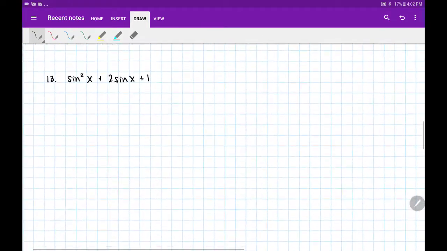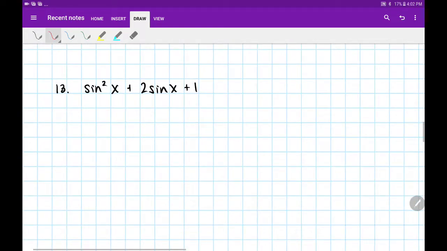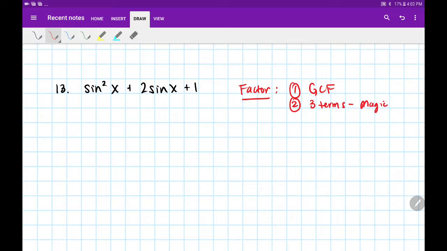Okay, so now let's move on to some more intense looking problems. They're actually quite simple though. Now we're going to factor. So when it comes to factoring, recall, our first option is the greatest common factor. Our second option for when we have 3 terms is our magic x. And then a final option when we only have 2 terms is difference of squares.